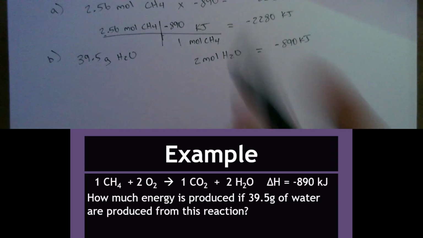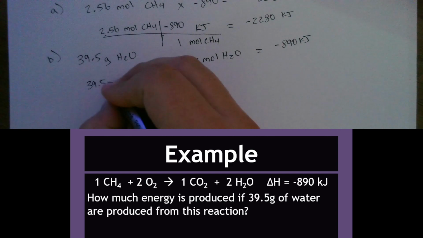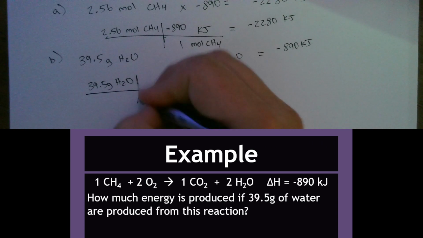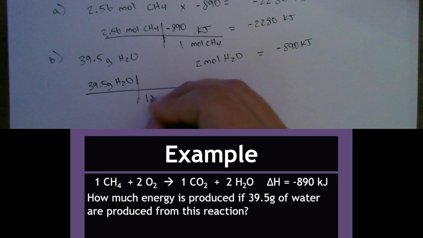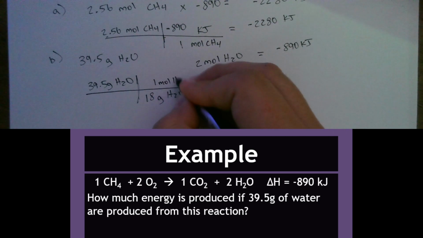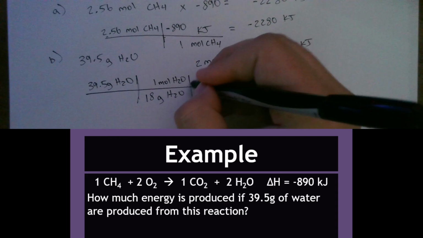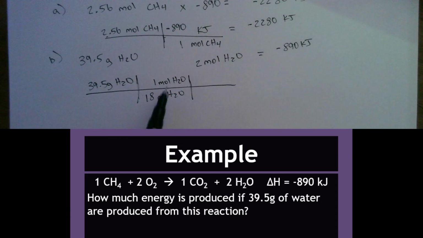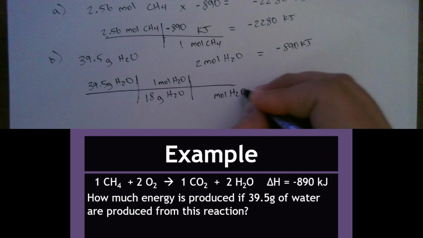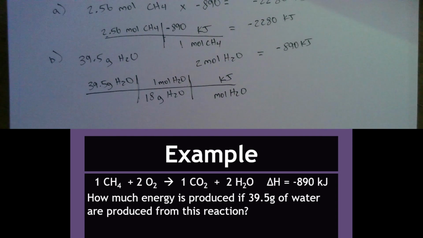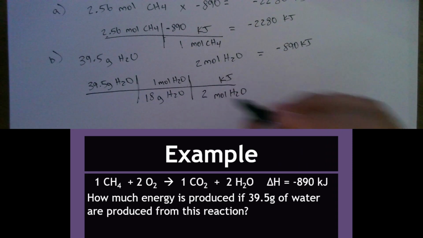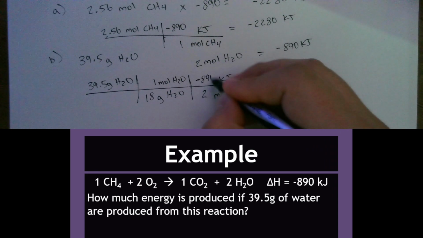So let's do that. 39.5 grams of H2O. Grams of H2O on the bottom to cancel. About 18. I'm just going to combine them all into one step here. I have 1 mole of H2O, so I'm going to put moles of H2O on the bottom to cancel. What I want to find is kilojoules, so I'll put that on top. I'm going to plug in the numbers from this expression we just talked about. 2 moles of H2O equals negative 890 kilojoules.